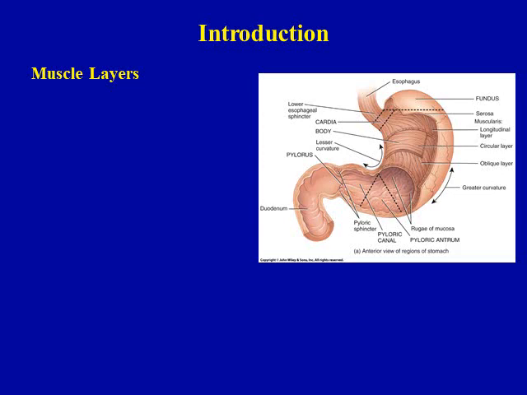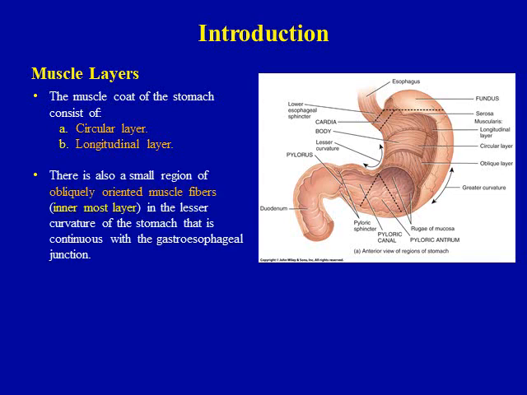The stomach has the same two main layers as the other parts of the alimentary canal. These are the innermost circular layer and the outermost longitudinal layer. In addition to that, a small region of the stomach contains obliquely oriented muscle fibers, which is the innermost layer here in this case, and is present in the lesser curvature of the stomach that is continuous with the gastroesophageal junction.